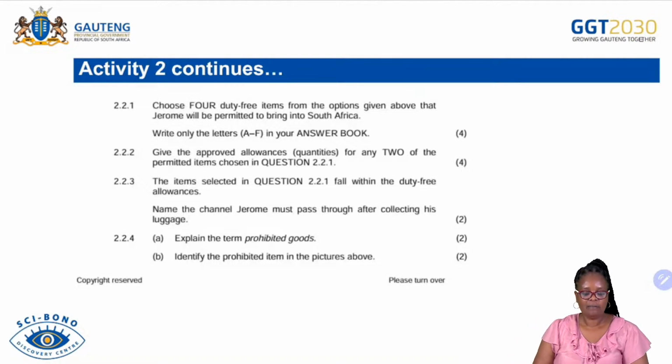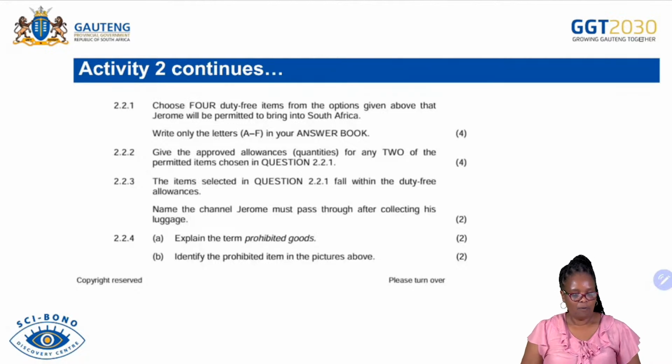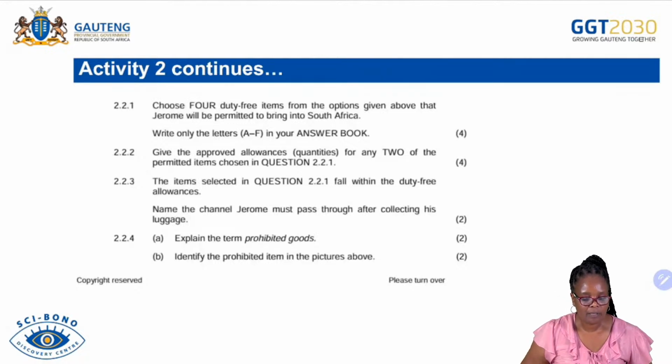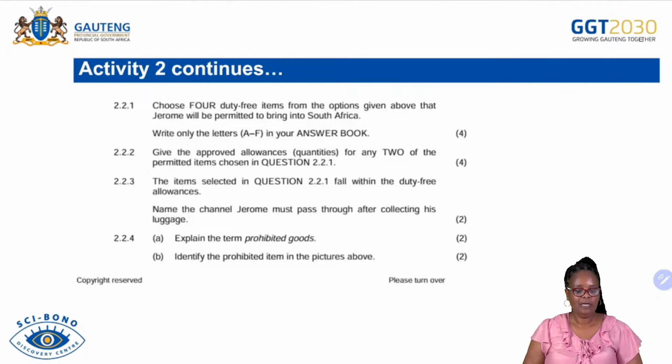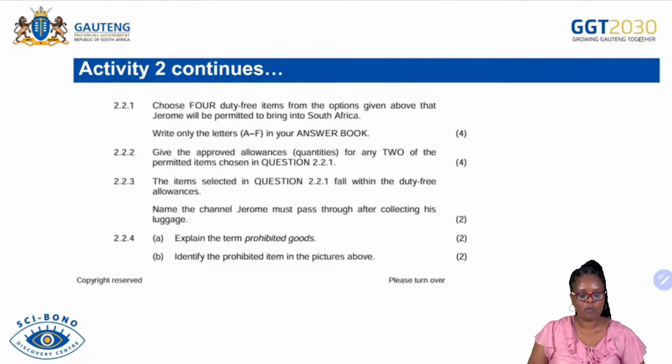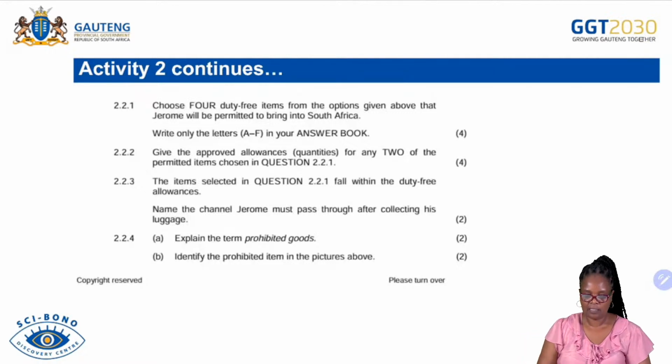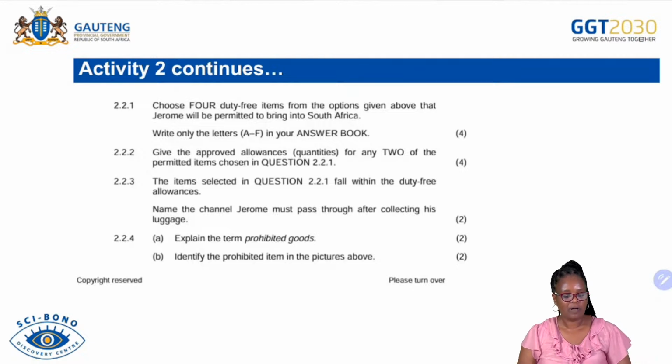Then we have question 2.2.3. The items selected in question 2.2.1 fall within the duty-free allowance. Name the channel Jerome must pass through after collecting his luggage. It's the green channel, guys. Green, you know, the robot light just allows you to pass.